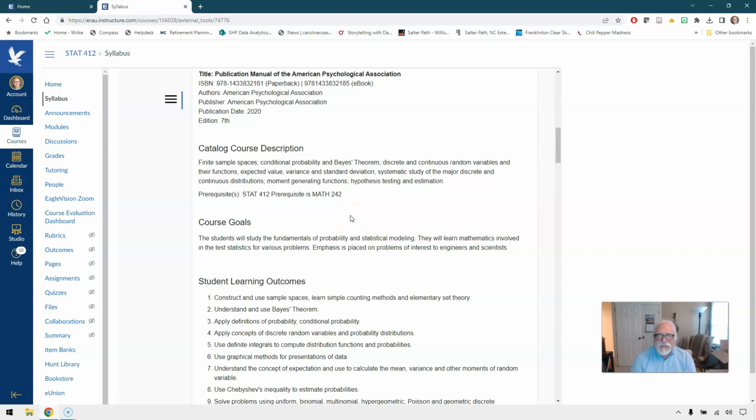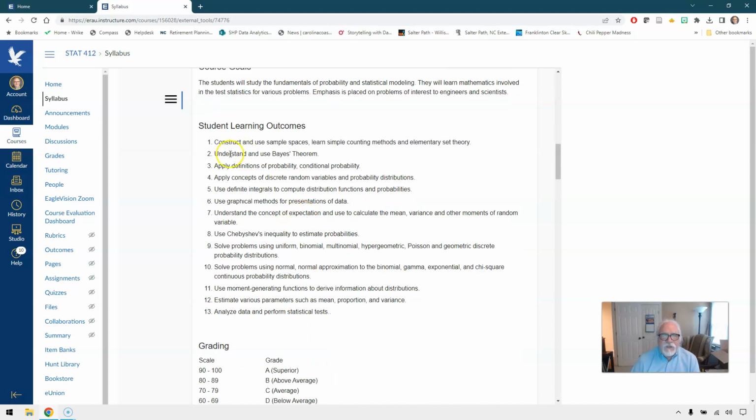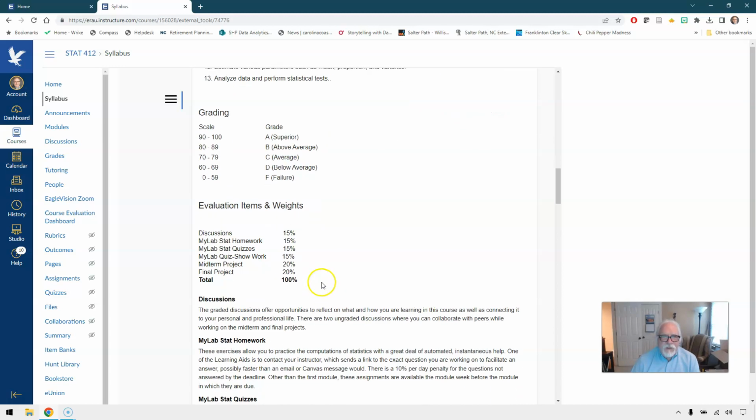finite sample spaces, conditional probability, Bayes' theorem. Hypothesis testing is probably the most useful thing in real life, but there's a lot of the mathematical stuff that goes into it. It has calculus as a prerequisite. So here's the goals and learning outcomes, and then here's how the grades work. Discussions are 15%, homework is 15%, quizzes are 15%.